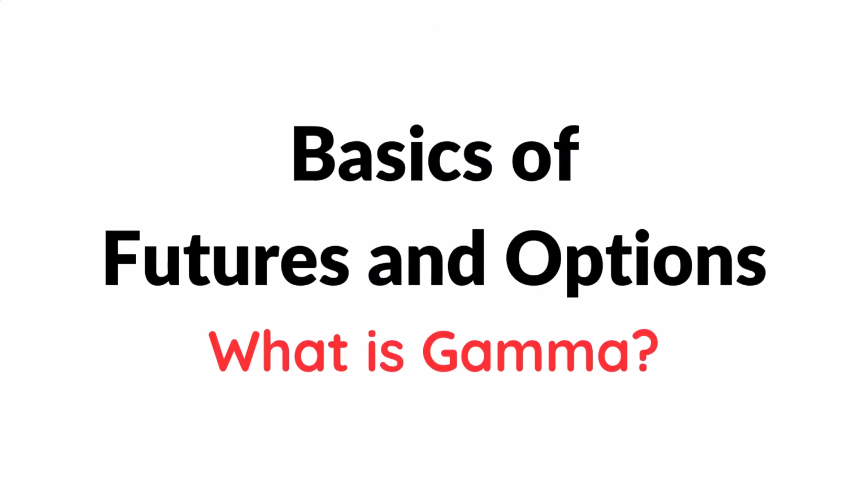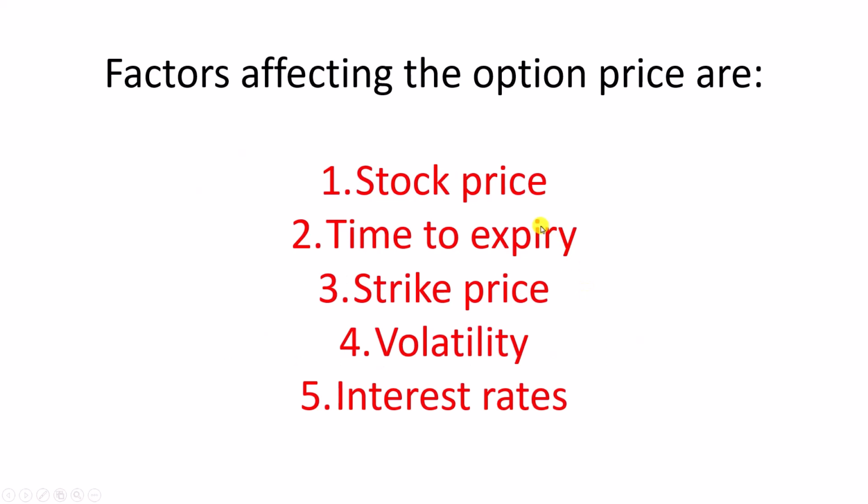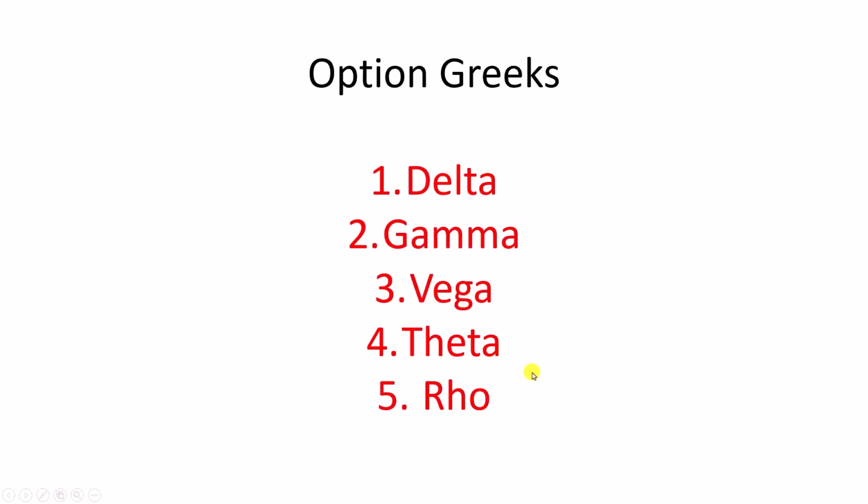Hello and welcome. In this video, we will learn what gamma is. We have learnt about the factors affecting the option price, correct? And to understand how and how much these factors affect the option price, we are learning about option Greeks. In the previous video, we learned how delta affects the option price, along with an example. In this video we will learn about the second option Greek, which is gamma.